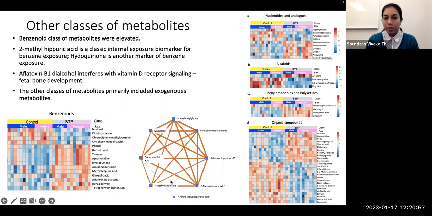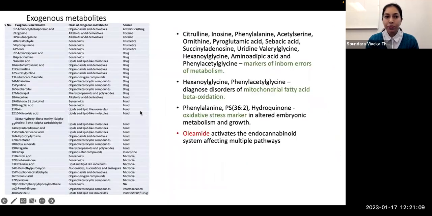So the network analysis here showed that the benzenoid class of metabolites interacted directly with lipids and amino acid metabolites, which could be implicating the observed phenotypic changes that we see.